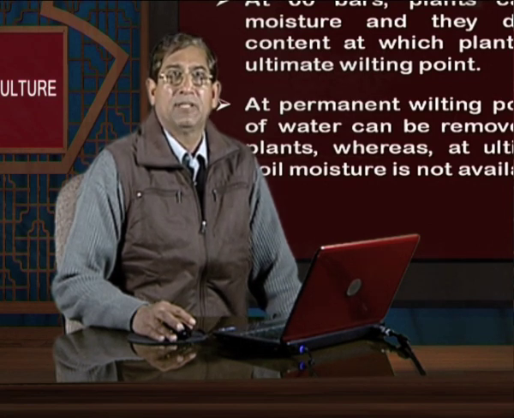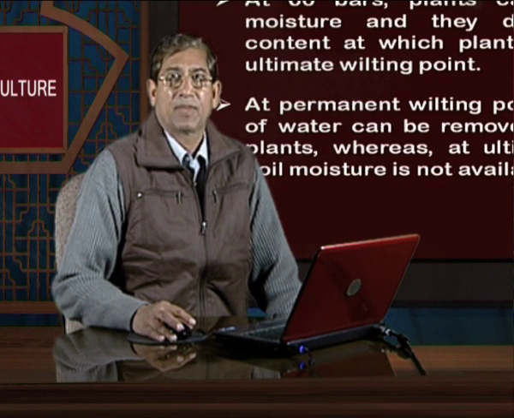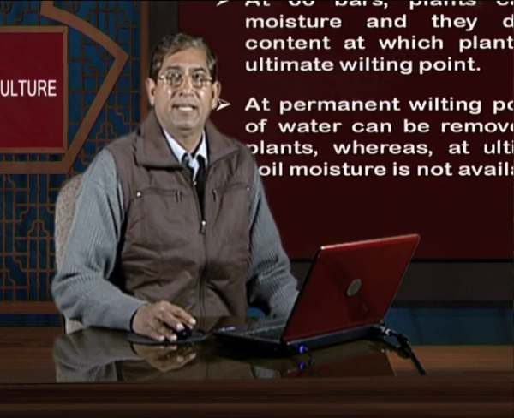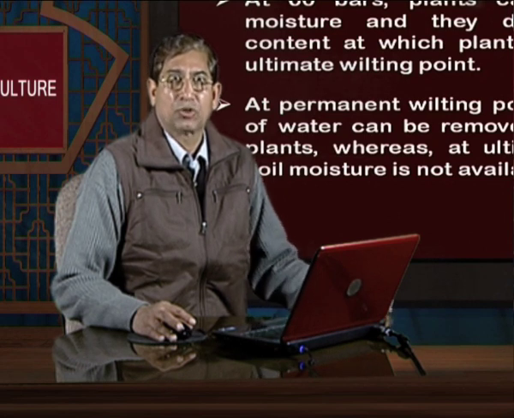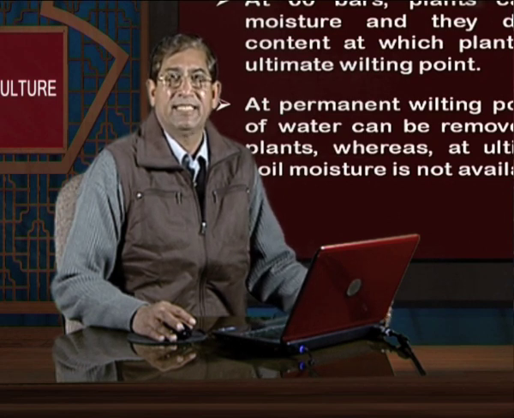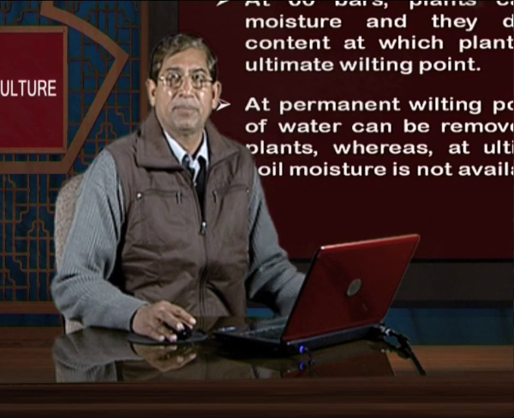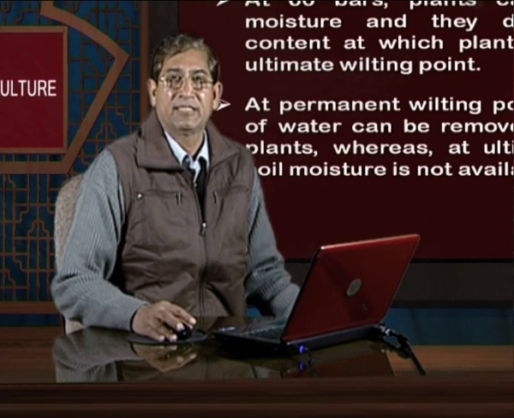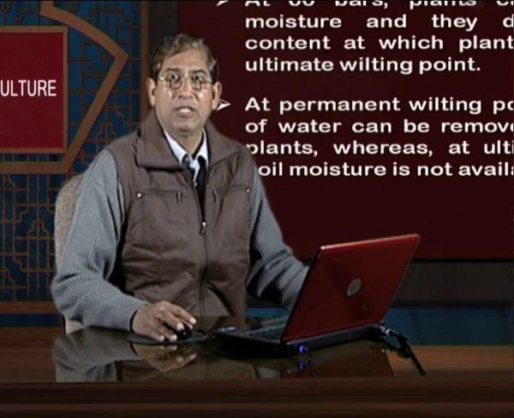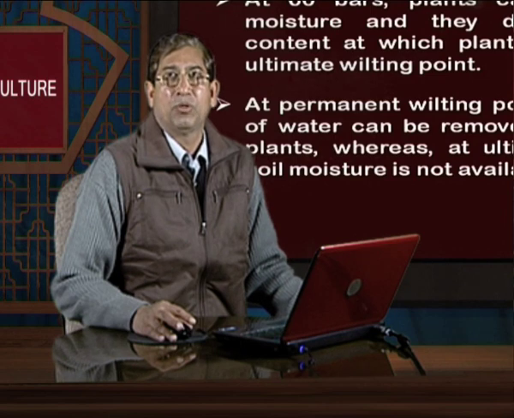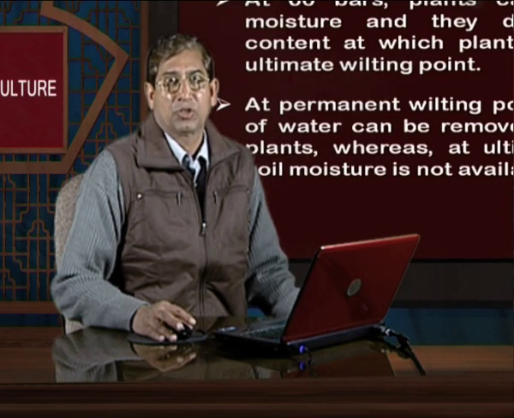In case of field capacity, soil is irrigated in such a way that the soil regains its moisture content at field capacity, and when the water decreases from field capacity to permanent wilting point, the gradual decrease in availability of water to the plant is also there.